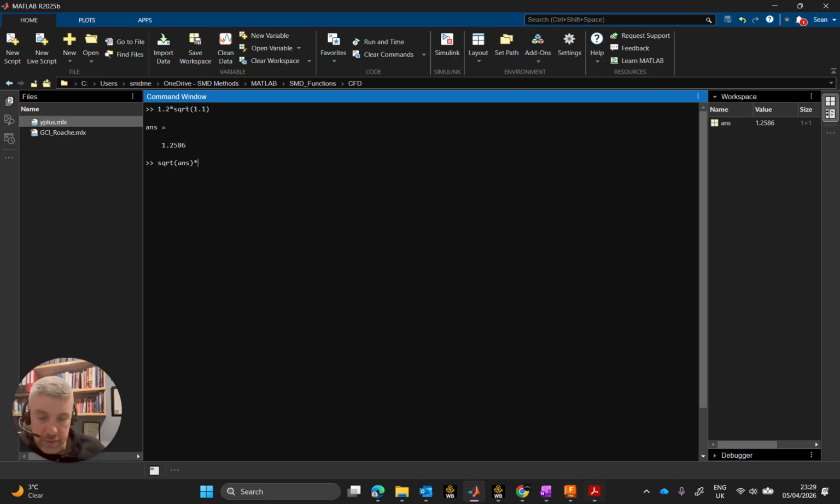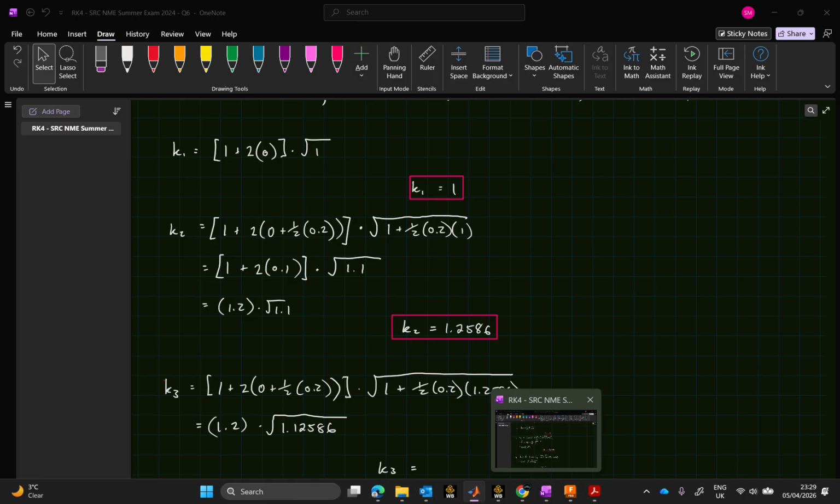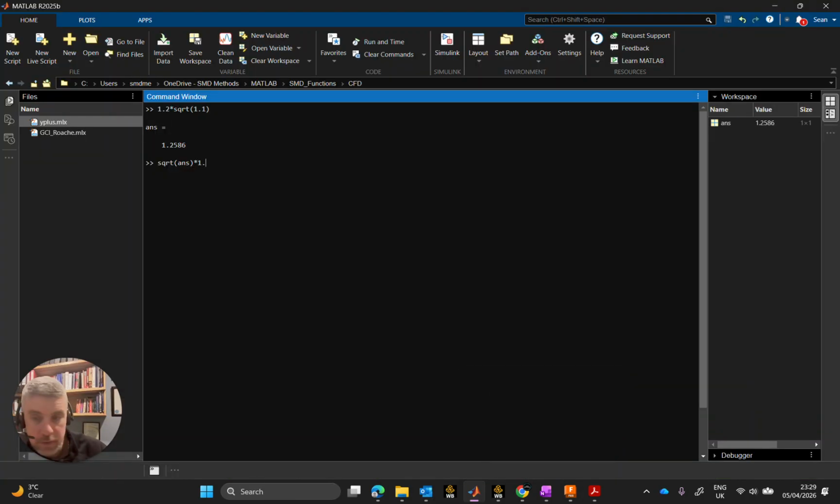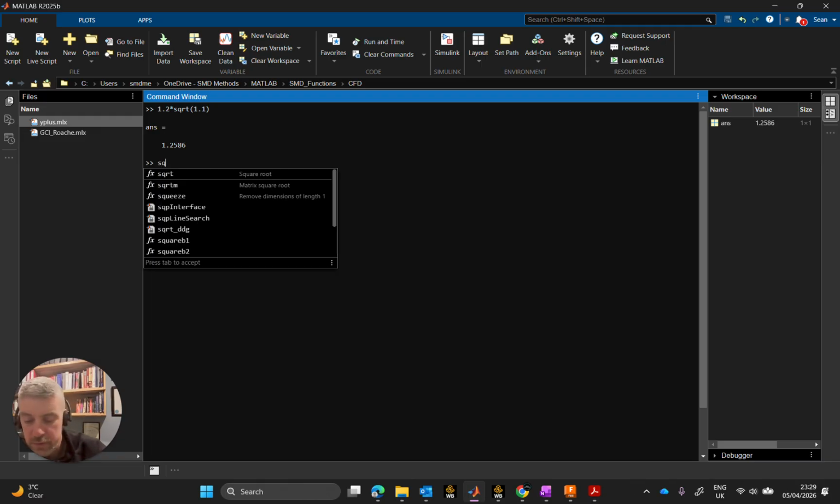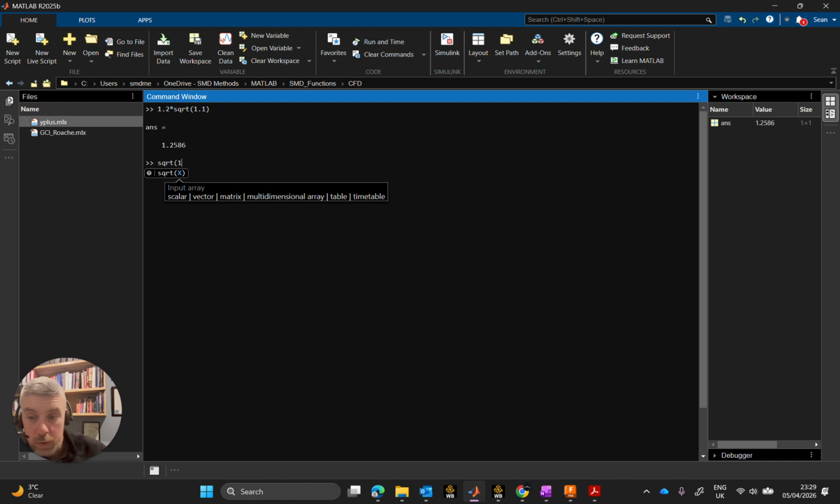Multiply that then by... multiply 1.12586 by 1.2. So I actually have to be careful with that because that's not actually correct. I need to multiply that by 0.1 and add 1. So I'm actually going to do the square root of 1.12586, which is my answer.